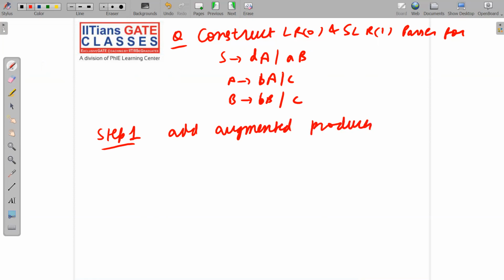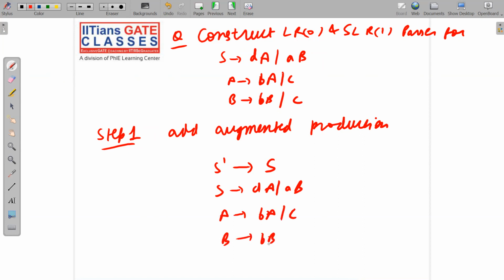Okay, now I will save the time. I will not do it again and again. S dash implies S, I will add, and you will copy paste this grammar, or let me do it because it is just your second portion. So I will copy paste the entire grammar. Okay, so step number 1 is over.